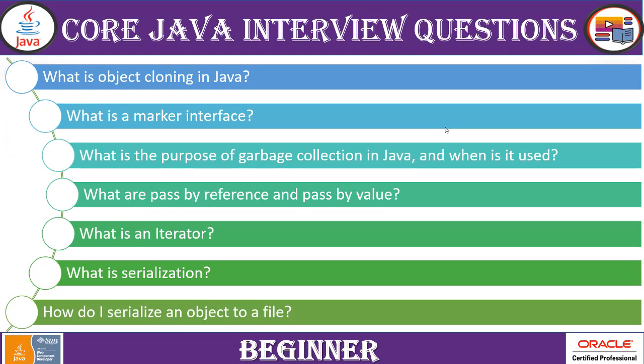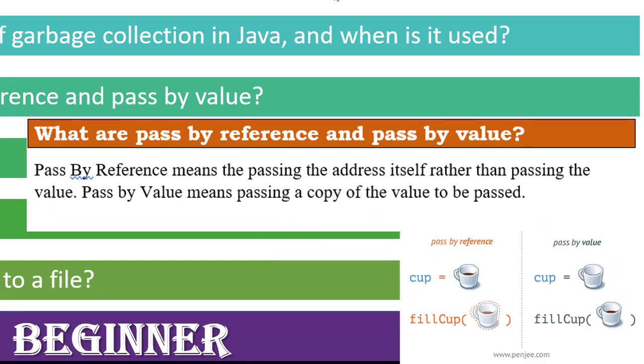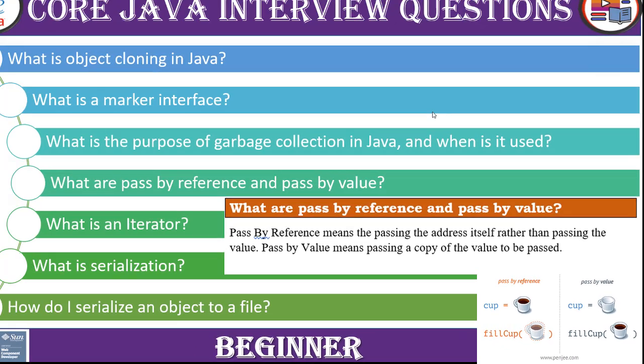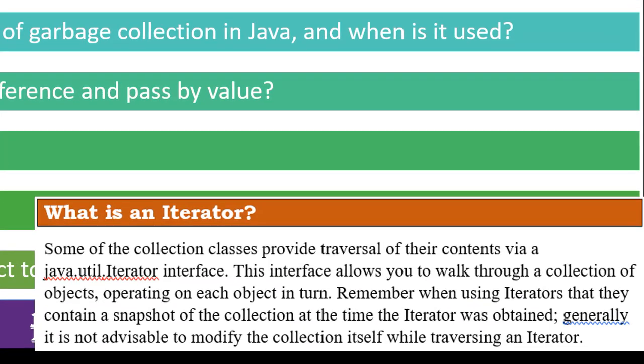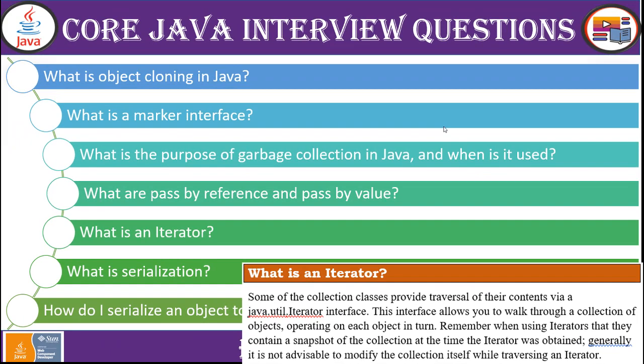What are pass by reference and pass by value? This question is very important, so be prepared with some examples. Pass by reference means passing the address itself rather than passing the value, whereas pass by value means passing a copy of the value. What is an iterator? Some of the collection classes provide traversal of their content via the Iterator interface, which is in the util package. This interface allows you to walk through a collection of objects, operating on each object in turn.